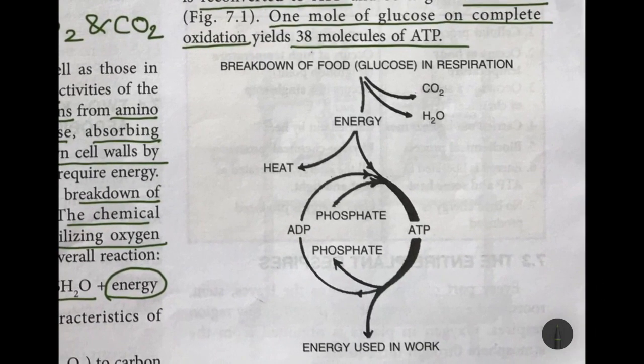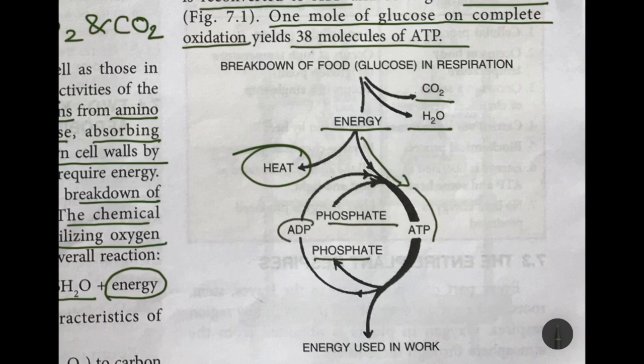Okay, so here you can see the breakdown of food. In respiration, glucose is broken down into carbon dioxide, water and energy, and some amount of heat is also produced. So when this energy is used, what happens? ATP is used, it turns into ADP and phosphate, and again when the oxidation of glucose takes place, it turns back into ATP, and this ATP is used when certain work takes place in the living organism.